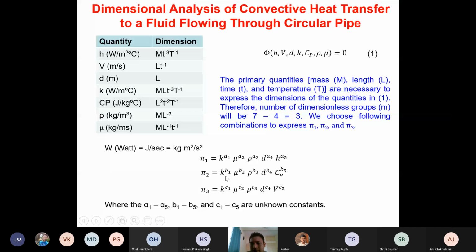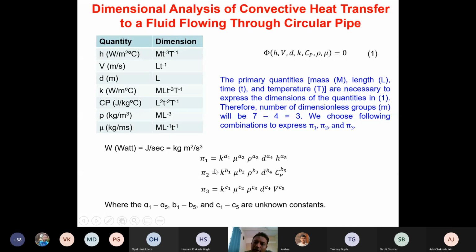One more thing to note here is that we have to formulate 3 relationships for pi 1, pi 2, pi 3. Here I have kept k, mu, rho and d common for all 3, and I have varied h, Cp and v. But it is not required; you can vary any other 3. We can have only 3 relations, and we have 7 quantities here, so obviously 3 are going to vary in each equation, and all others are going to remain the same.